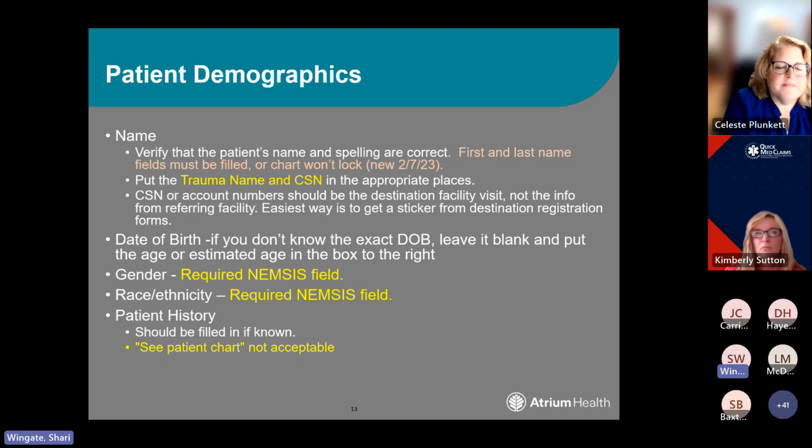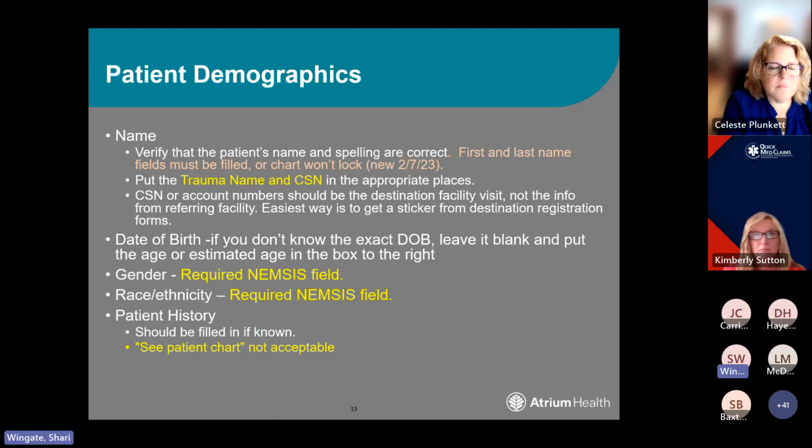NEMSIS is now requiring gender, race, and ethnicity. I've had people say, well, I might not know what gender they are, or I might not know what their ethnicity is. You put, to the best of your knowledge, what you think they are. We're also getting more identifiers for gender.